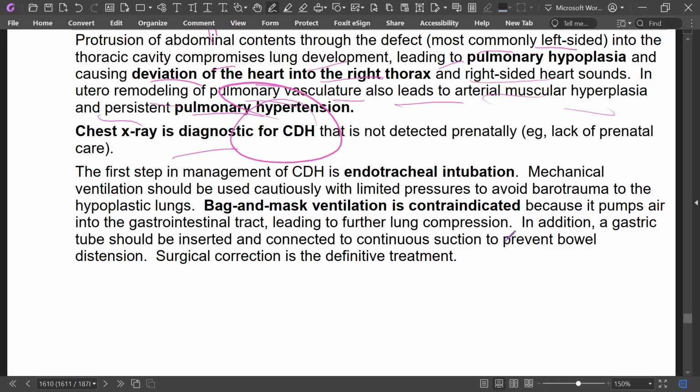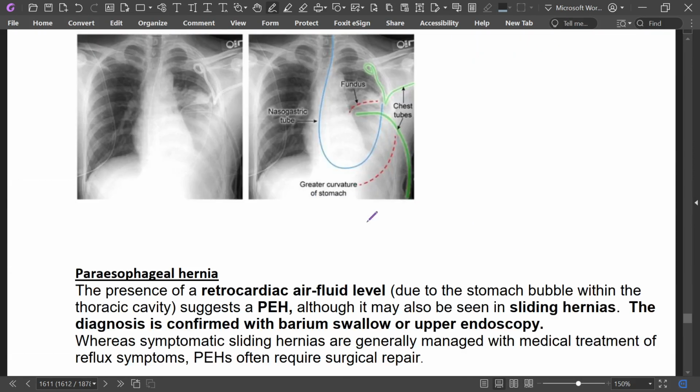Bag and mask ventilation is contraindicated because it pumps air into the GI tract, leading to further lung compression. In addition, a gastric tube should be inserted and connected to continuous suction to prevent bowel distension. Surgical correction is the definitive treatment.